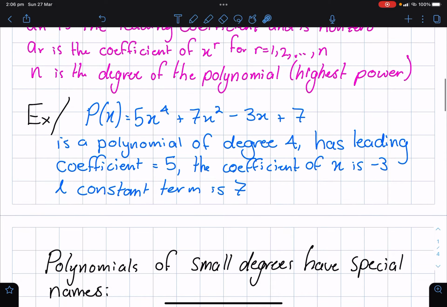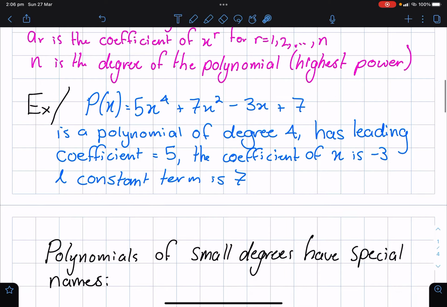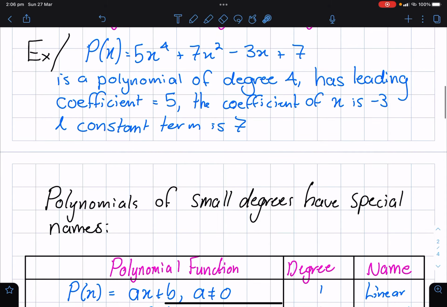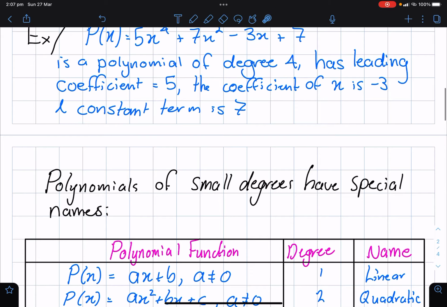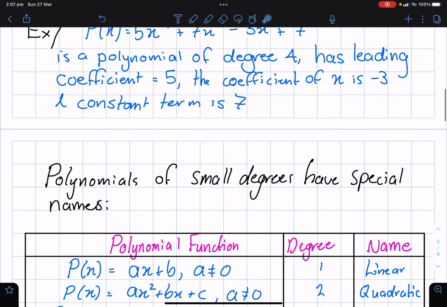So polynomials of a small degree have special names. So we've been dealing with a couple over the last little while, and one of them for a couple of years now, okay? So if we're looking at polynomials of degree 1, we're actually looking at a linear equation. Now, it might not look like a typical linear equation that you're used to. We might be used to y equals mx plus c, but please know that this is exactly the same as that, okay?